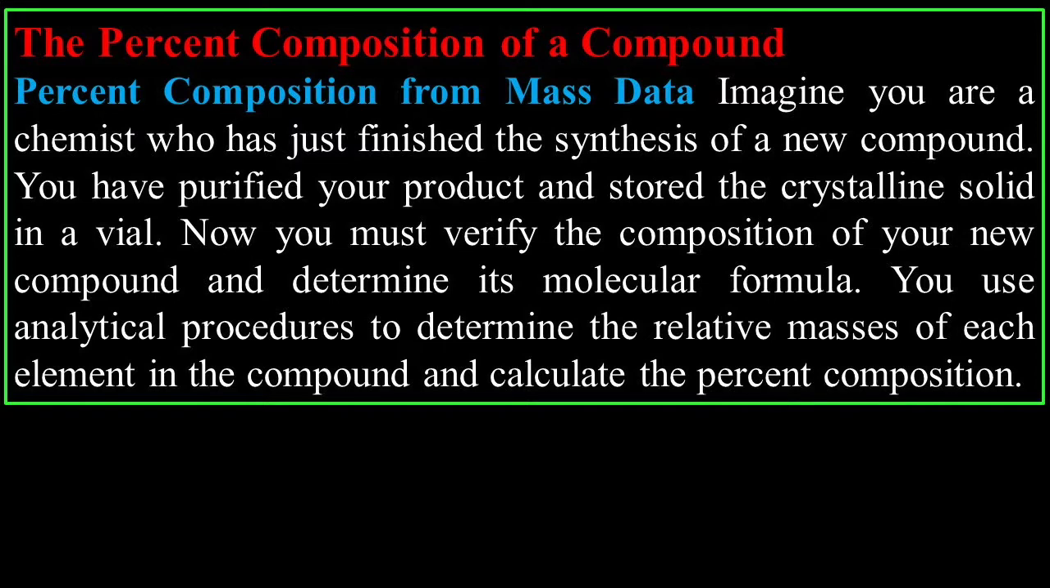Imagine you are a chemist who has just finished the synthesis of a new compound. You have purified your product and stored the crystalline solid in a vial. Now you must verify the composition of your new compound and determine its molecular formula. You use analytical procedures to determine the relative masses of each element in the compound and calculate the percent compositions. So, what do you do? How do you proceed?